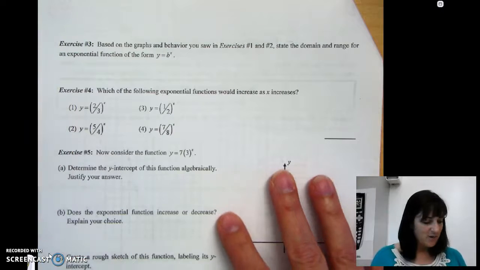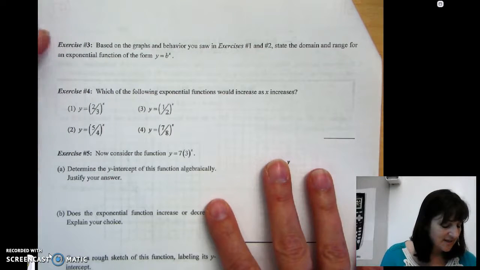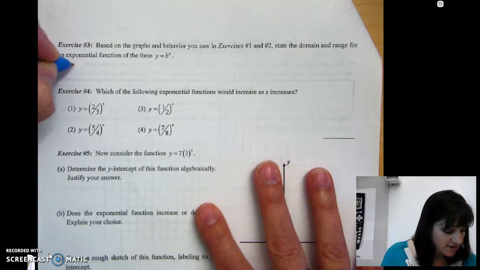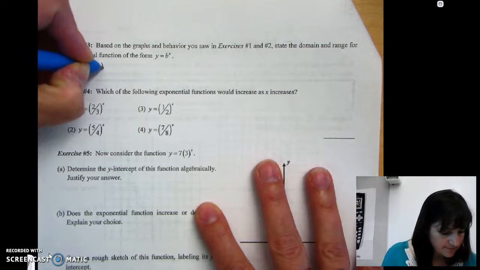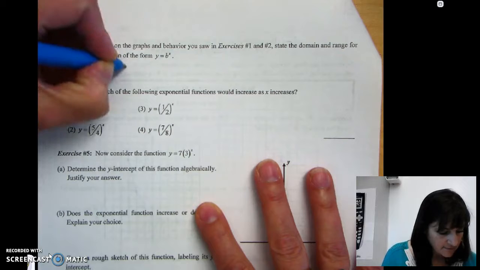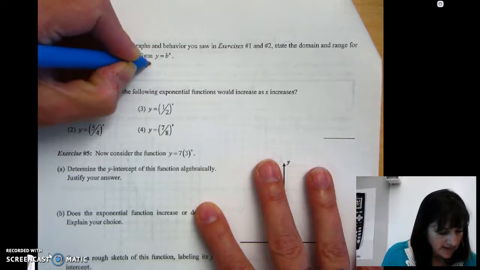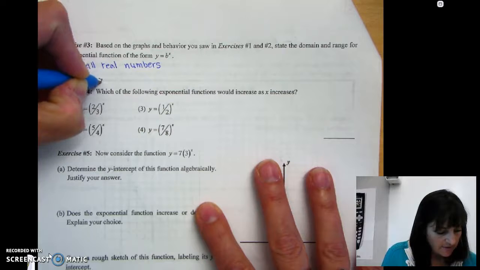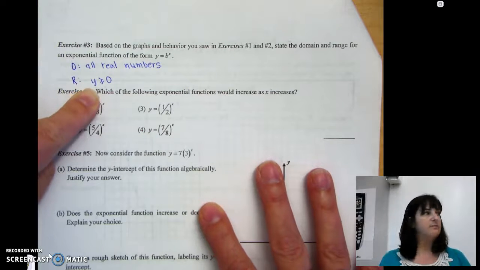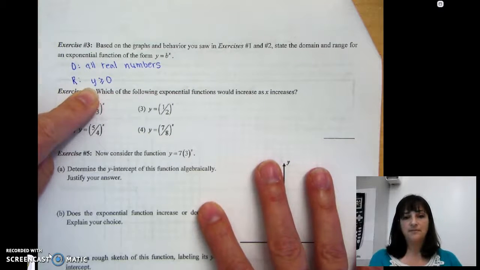Okay, great. Good work on this. Let's see what you got for your answers. The domain of these functions is all real numbers. And the range of the function is all of the positive numbers. So our y values have to be greater than 0.